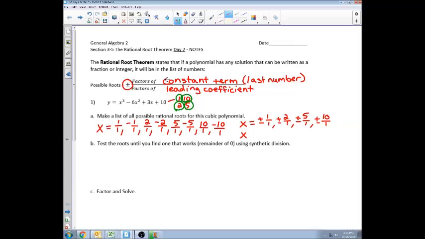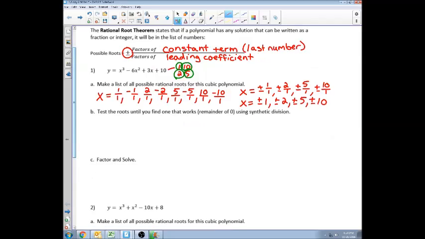Another way you could also write this, because it's all over 1, it could be plus or minus 1, plus or minus 2, plus or minus 5, plus or minus 10, because it's over 1. If it was not over 1, which we'll get to at another time, then you would obviously have some fractions in there. Okay?